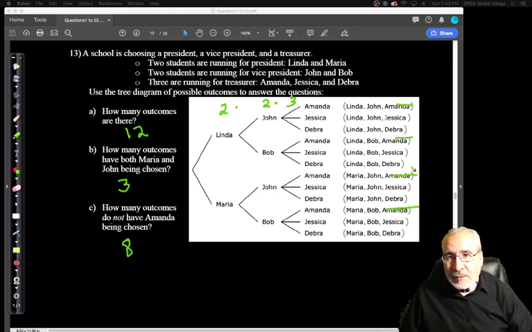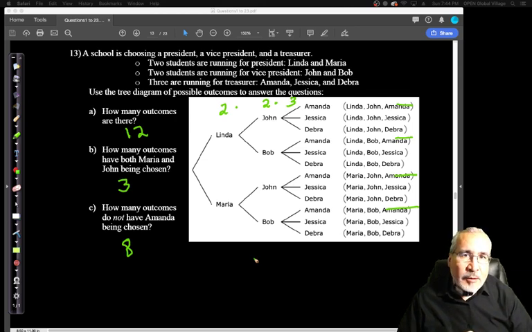That's counting of outcomes. Sometimes we do this as a first step and then we want a probability, but we need to know the number of outcomes first.